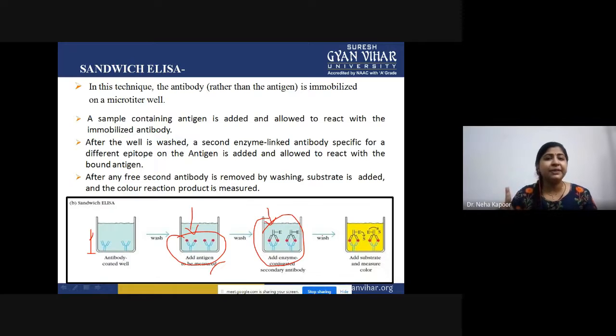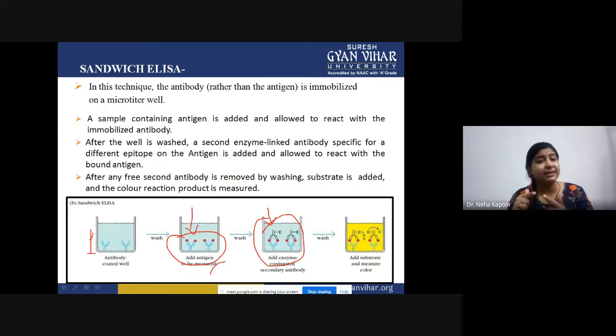The last step is adding the substrate. Once you have added the substrate, it will react with the enzyme and result in colored product formation. And for that colored product, we can note down the absorbance by using a microtiter plate reader.